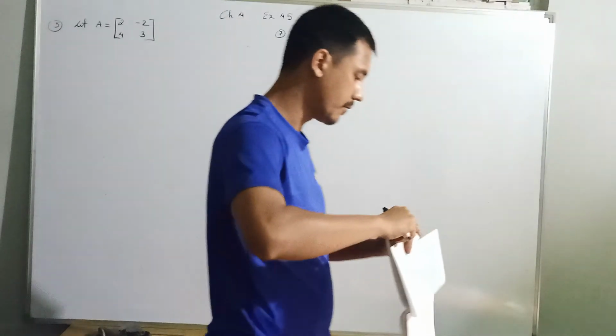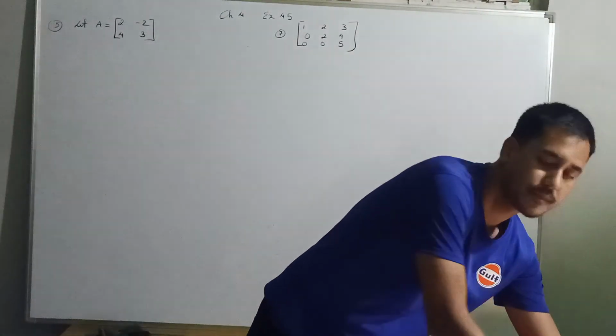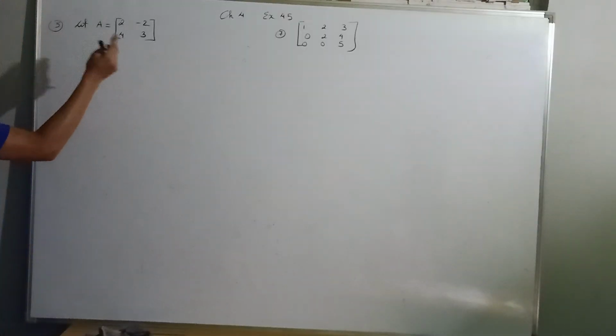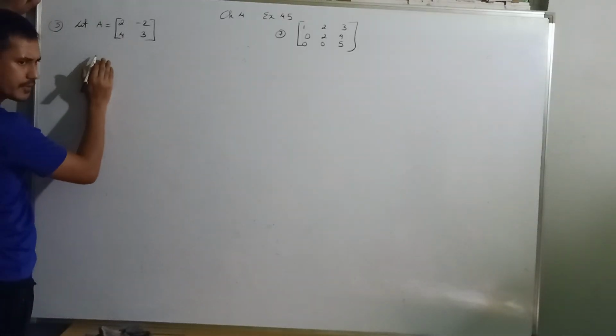Number 7 is 1, 2, 3, 0, 2, 4, 0, 0, 5. Let's see how far we can get to it. So this is your matrix. We want to find its inverse if it exists. Let's check if it exists, okay?